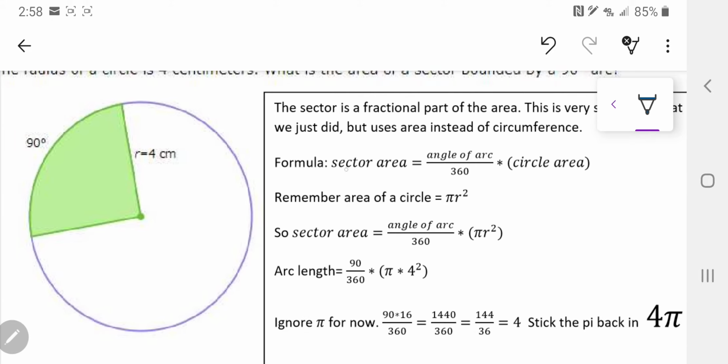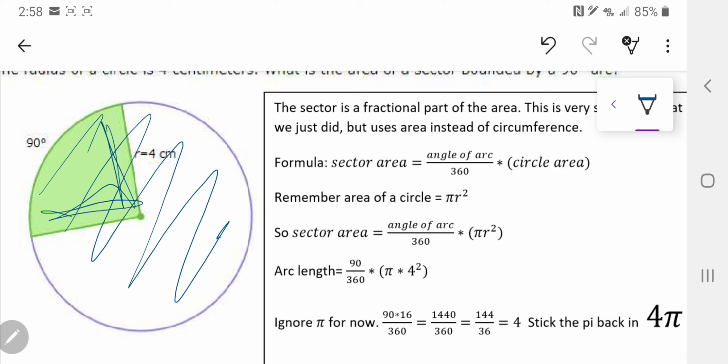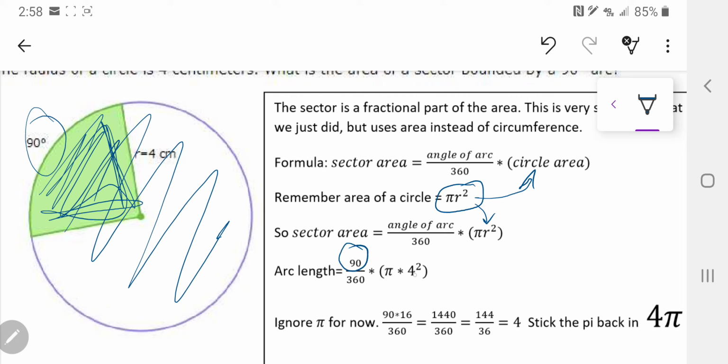So our formula is angle over 360 times the area. Remember, the area of the circle is the whole thing. We just want this part of the area. So the area of a circle is pi r squared, so we put that right there. See it? So our angle is 90 over 360 times pi times r squared.